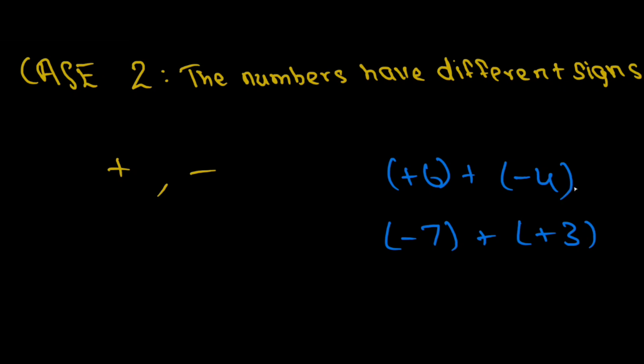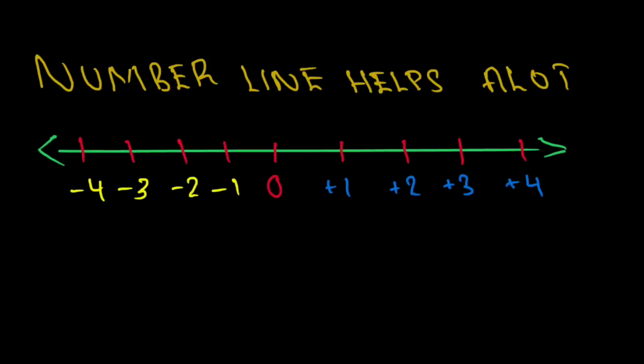In the first example, 6 minus 4 equals 2 and 6 is bigger and positive. The answer is positive 2. In the second example, 7 minus 3 equals 4 and since 7 is bigger and negative, the answer is negative 4.